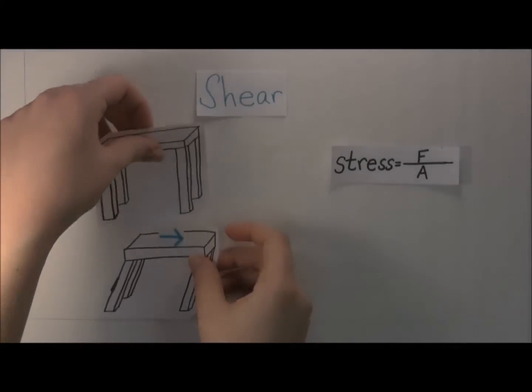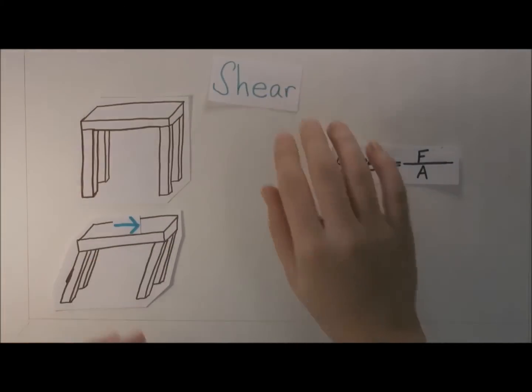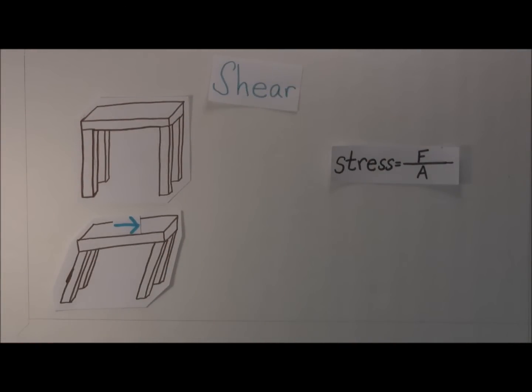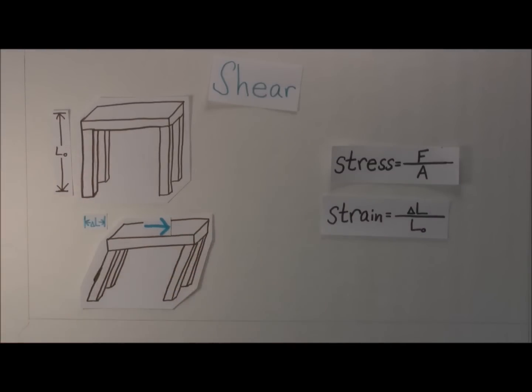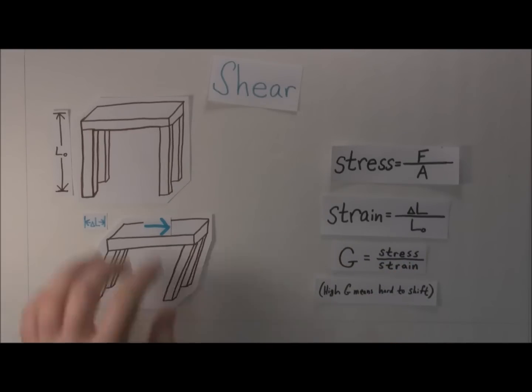Not all forces act perpendicularly, though. Friction, for example. So, we have another kind of stress: shear stress. This is where a force is applied parallel to a plane, like putting your hand on a table with shaky legs and pushing sideways with friction. In this case, strain is the ratio of the change in length parallel to the force to the original length perpendicular to the force. Just like the elastic modulus from before, the shear modulus is the ratio of stress to strain, so a high shear modulus means that something is hard to shift.